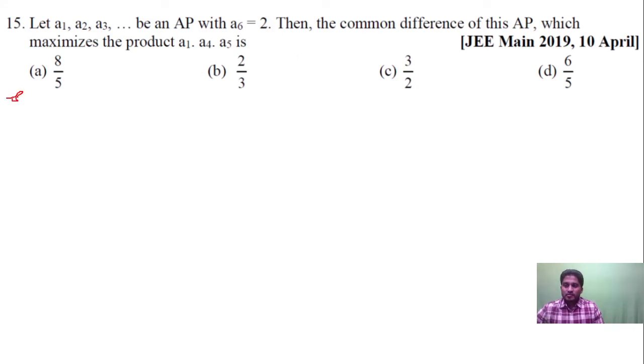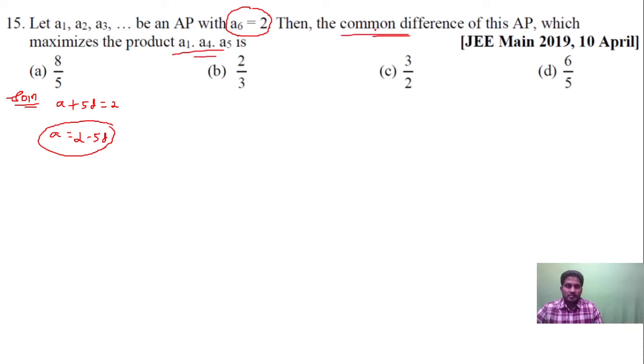A1, A2, A3 and so on up to An are in AP. The sixth term is 2. So this means that a plus 5d is equal to 2. From this I can write a is equal to 2 minus 5d. Now what am I supposed to find? I should find the common difference d which will maximize the product.